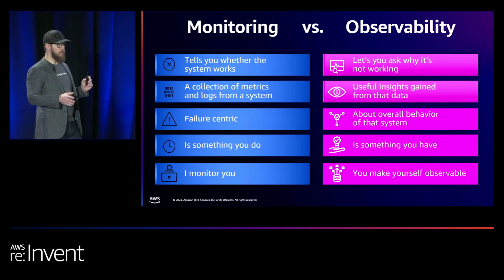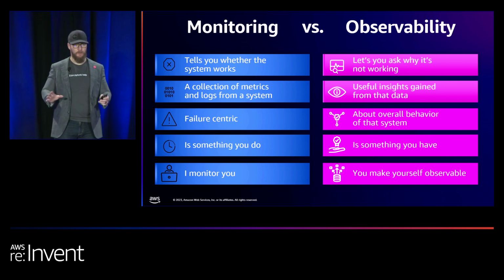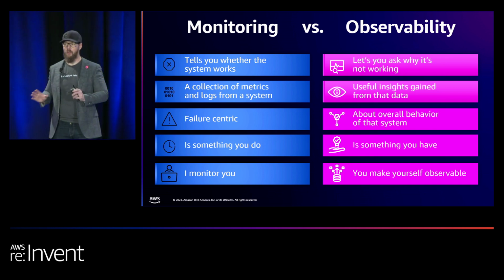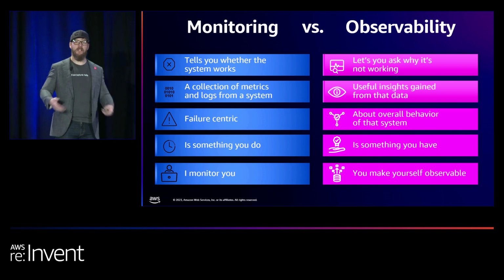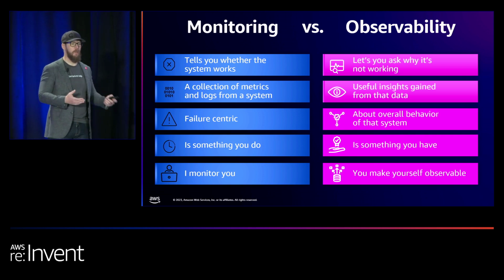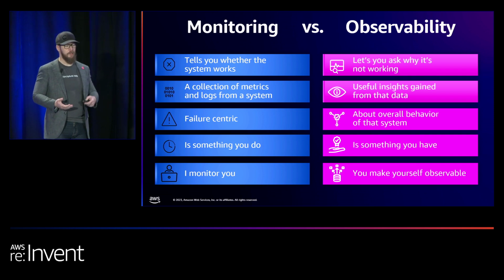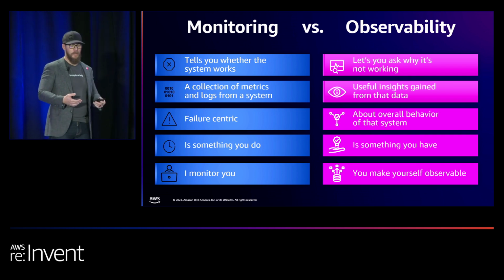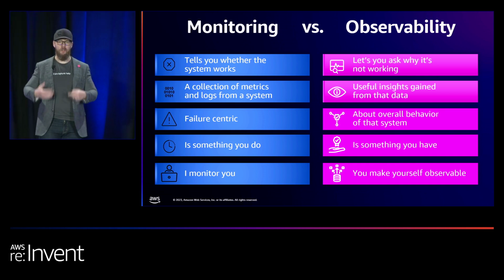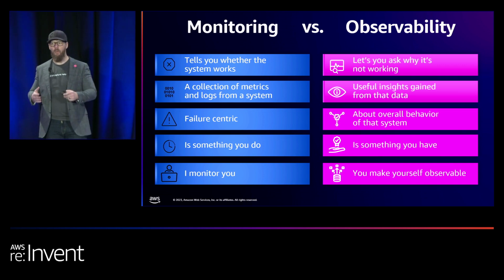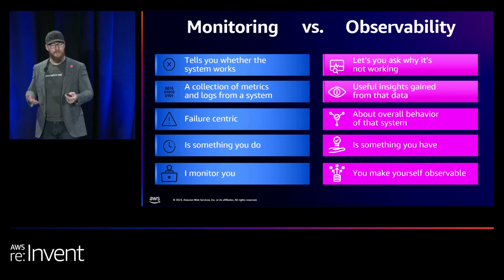So when you are talking to your boss about monitoring versus observability, these are some things that you can show that tell the difference. Monitoring is, again, a very reactionary approach to interacting with your systems and your infrastructure. It tells you whether something is working or not. Usually you have some kind of alert or trigger, and it's a collection of metrics and logs, specifically from a system for that purpose. It's very failure-centric. Again, you're waiting to react to an adverse condition happening in your environment. And it's something that you do, right?